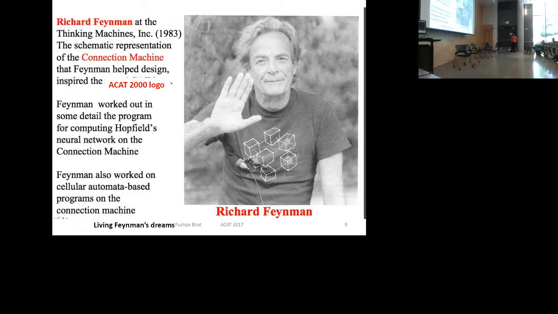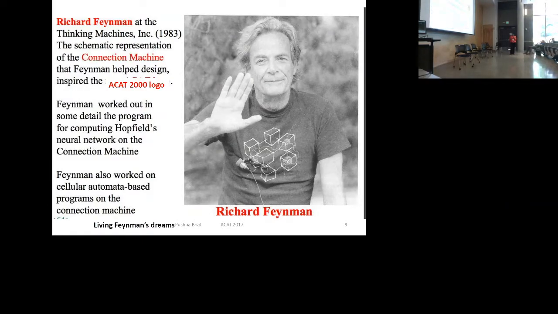I found out that Feynman actually worked one summer at Thinking Machines just to be close to his son, who was at MIT at that time. So he went over to Boston and then became more or less like a consultant at Thinking Machines. And he worked on the so-called Connection Machine that he helped design. And so he wore this thing. I don't remember what the occasion was, but anyway, that inspired the ACAT logo.